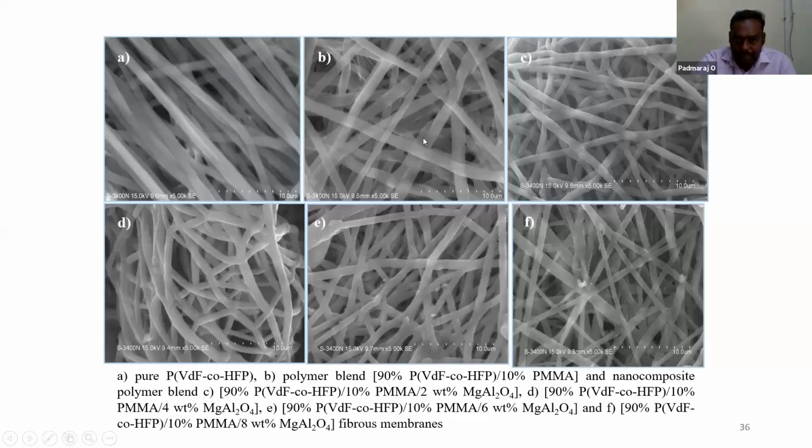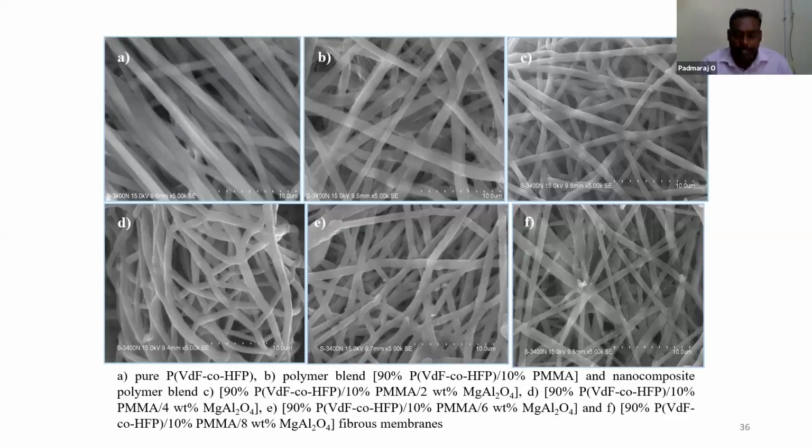That is a PVDF, 90% PVDF and 10% PMA. And this is a filler-doped polymer membrane, with various amounts of filler: 2, 4, 6, and 8 weight percentage. So I have dispersed different weight percentages of fillers in the polymer solution and made the nanocomposite fibrous membrane to increase the thermal stability, the mechanical strength, as well as the electrolyte uptake.